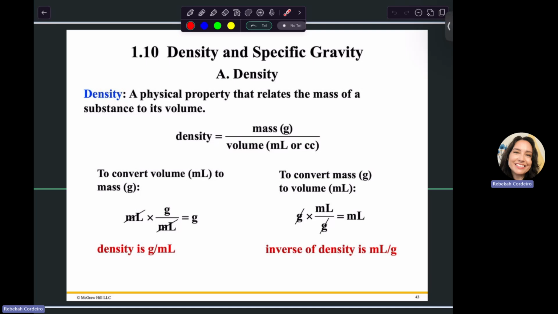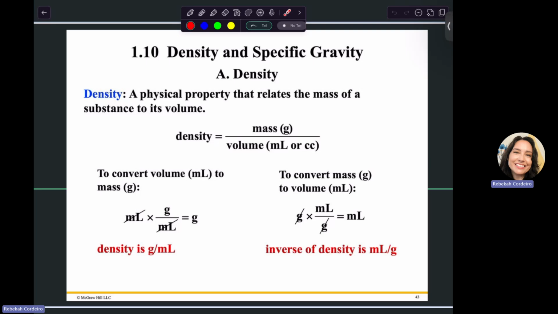So density is a physical property, which means that we can measure it without it changing the substance. We can measure the density of anything really without changing what it is. It relates the mass to the volume. So the volume can be measured in a liter-based unit or a cubic length-based unit, like a cubic centimeter or cc or a cubic meter, cubic inch. And mass is usually going to be in grams for density, but it can be in any mass unit. You can have pounds per cubic inch if you want to. It doesn't really matter.